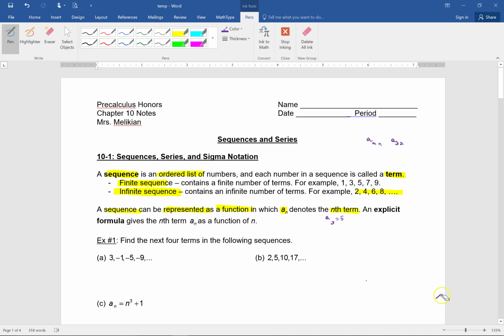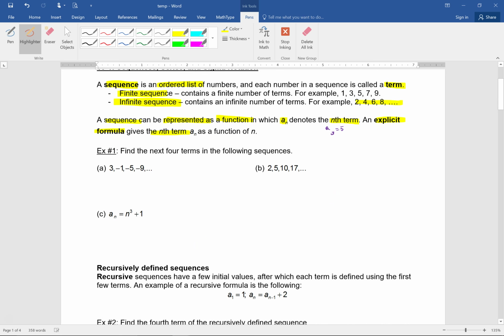Sometimes we may be able to write an explicit formula which gives the nth term as a function. So for example, rather than going step by step, you could say, okay, look, the 54th term is going to be 3 times something minus something. You'll see examples of this as we go on with the lesson.